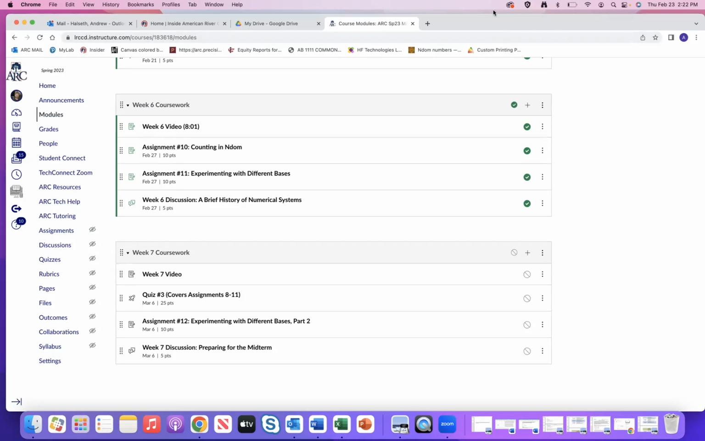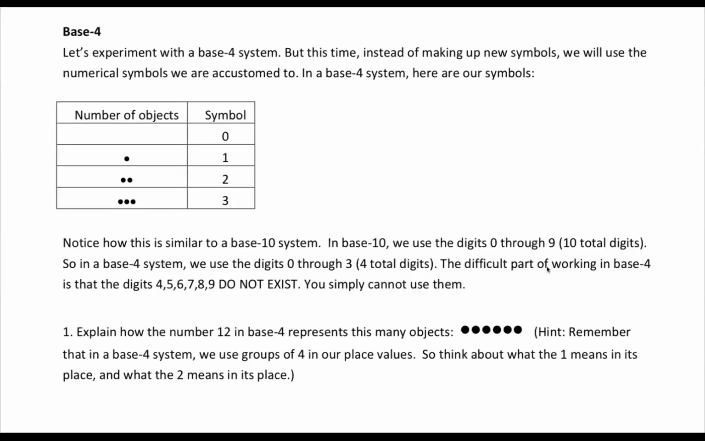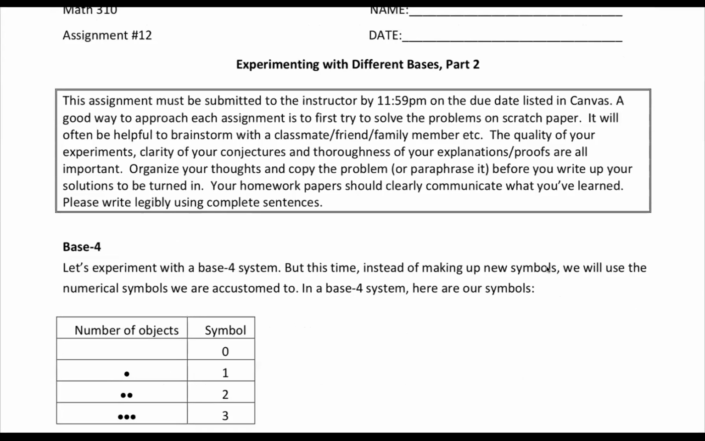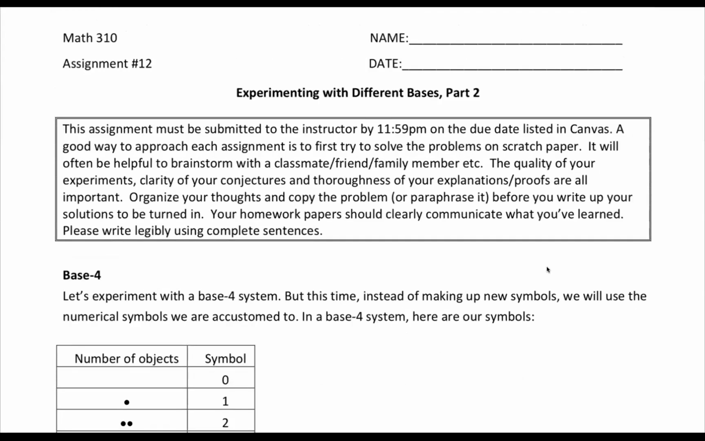So let me bring that up. I'll share the document, hopefully. I'm just gonna use my little iPad here so I can write on it. Okay, so yep, here it is, the week 7 assignment, number 12, experimenting with different bases, part 2.